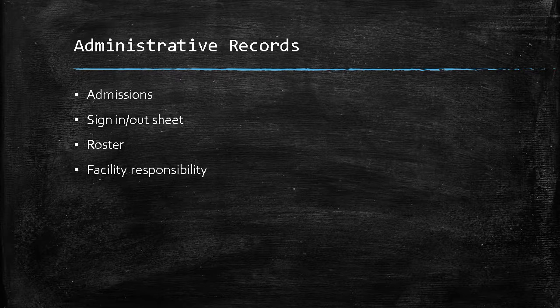So administrative records, so it's our admissions paperwork, sign in and out sheets. I know that's important to all of us, especially if we're state funded. And then our roster, that's really important too, that you have a current roster. And then facility responsibilities. So if I'm gone as the director, who's in charge? So it's really important that if you are not going to be on site, that somebody who has the required classes that they need can go ahead and be the responsible person for the facility.